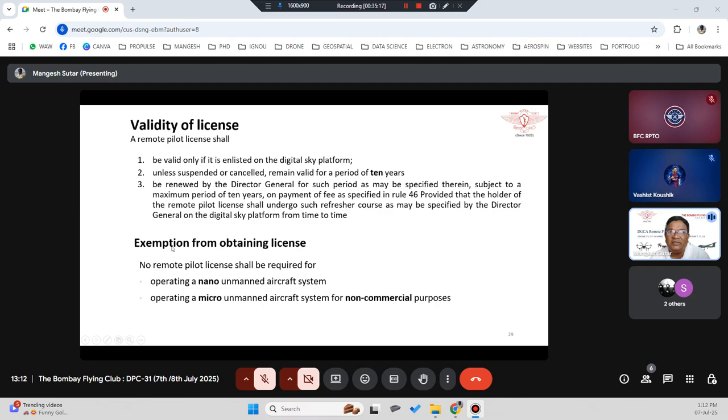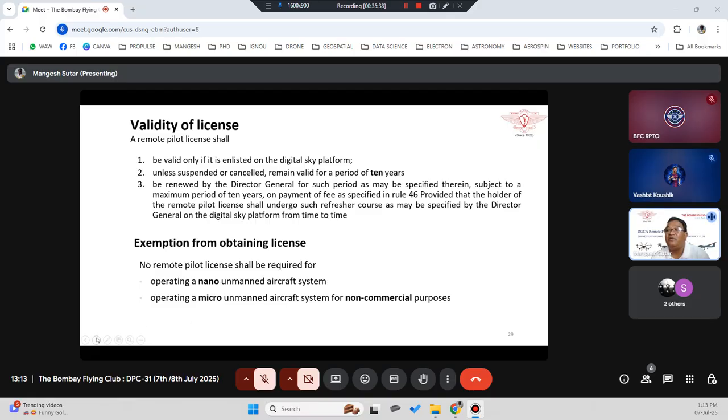As I said, there are exemptions for obtaining the license. For nano, you don't require a remote pilot license. For micro, you do not require a remote pilot license for non-commercial purposes. So if you are flying for non-commercial purposes, you don't require a license for the nano category, nano class.